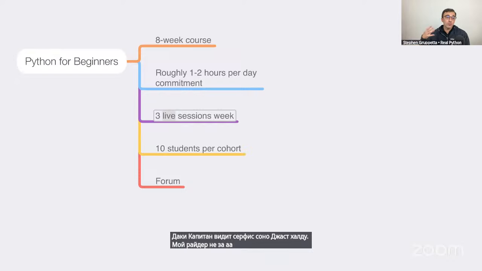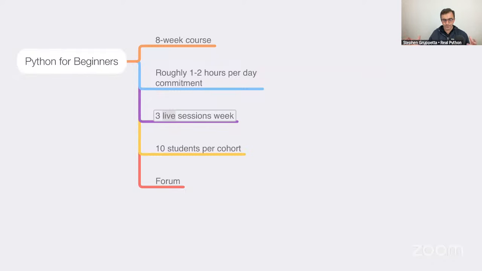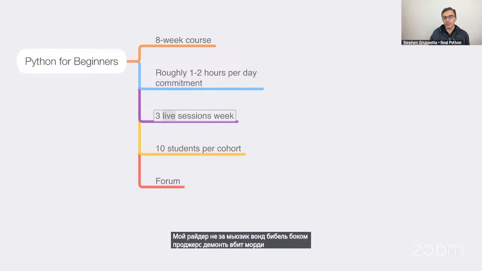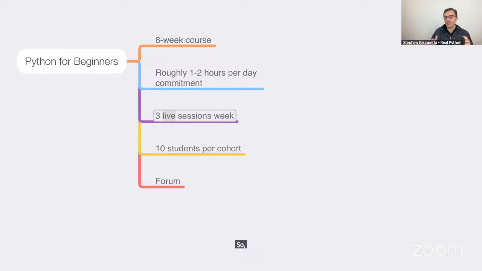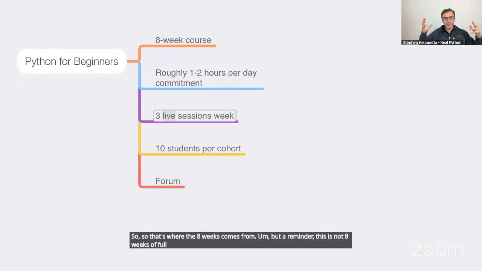We also want to be able to work on projects. And I'll tell you in a bit, we'll be working on projects throughout the 8 weeks. So we wanted to have enough time to go into a bit more detail with these topics and explore them via projects and not have to rush through them. So that's where the 8 weeks comes from. But a reminder, this is not 8 weeks of full time. It's 8 weeks of about 1 or 2 hours commitment a day.